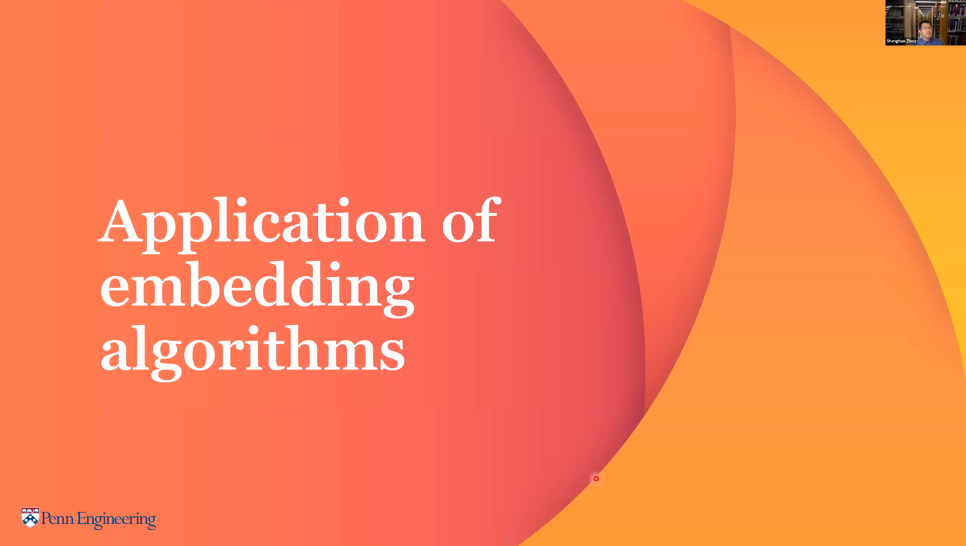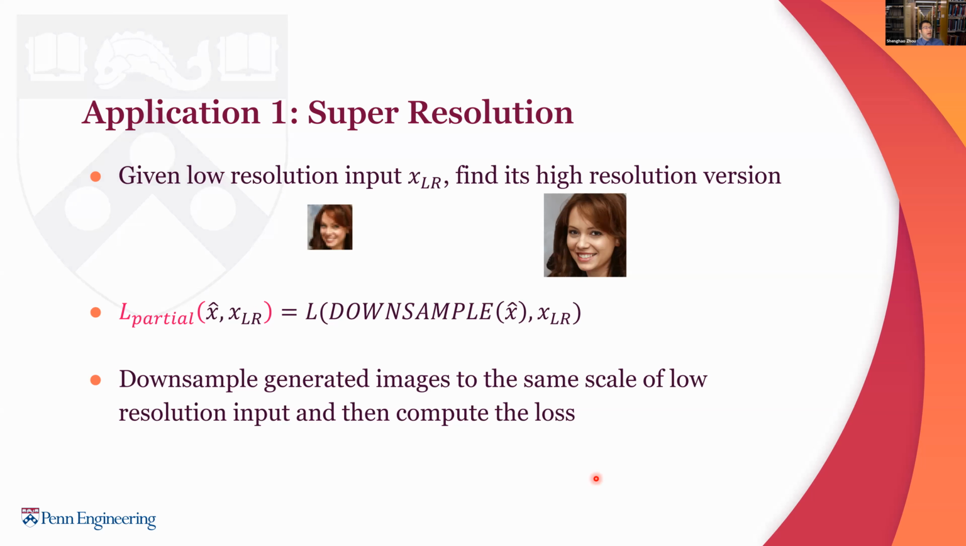Next, I'm going to talk about how I can apply these embedding algorithms. The first application is similar to what Jay was talking about: given a low resolution input, we want to find its high resolution version. The partial loss is put on the downsampled version of the generated images, which we compare with the low resolution version.